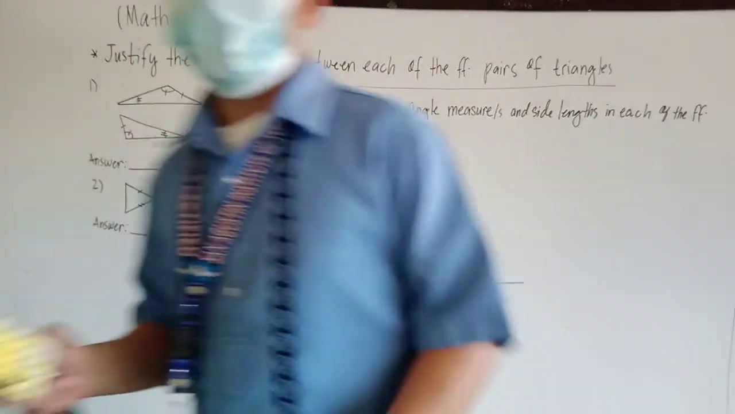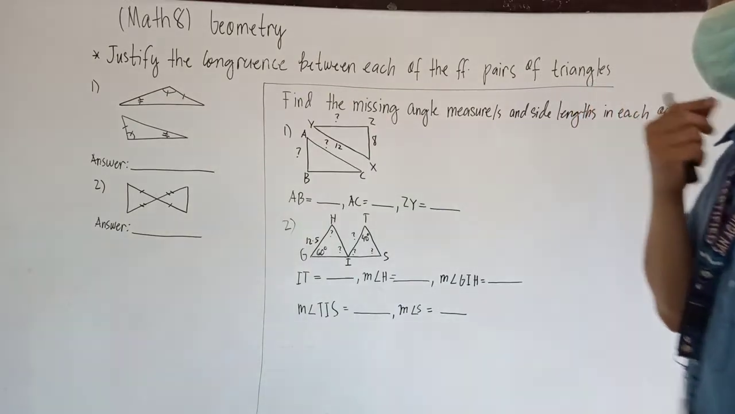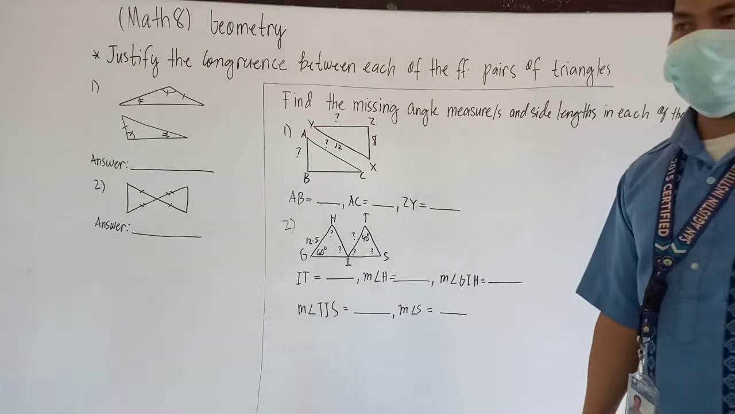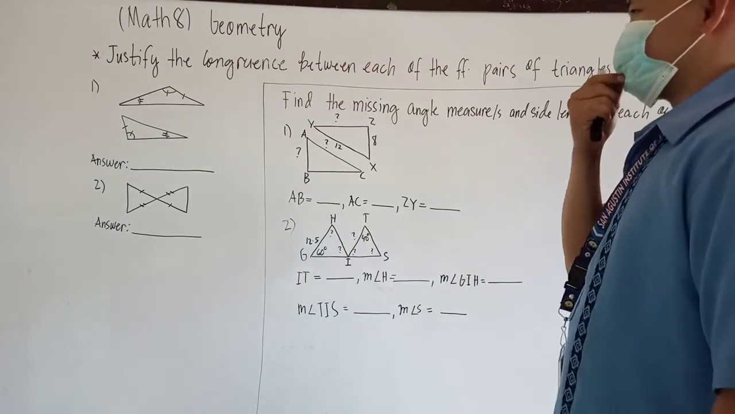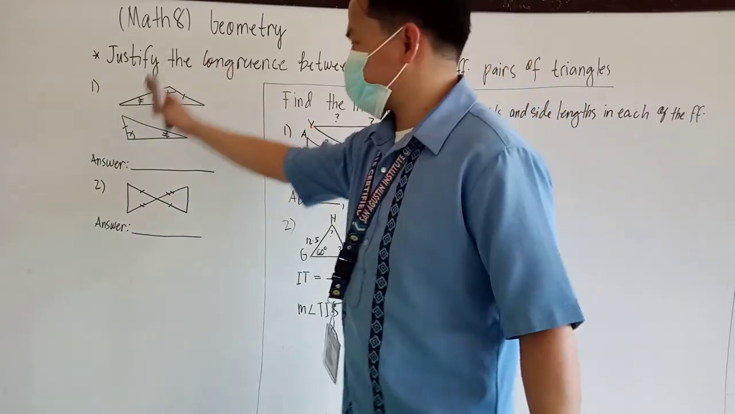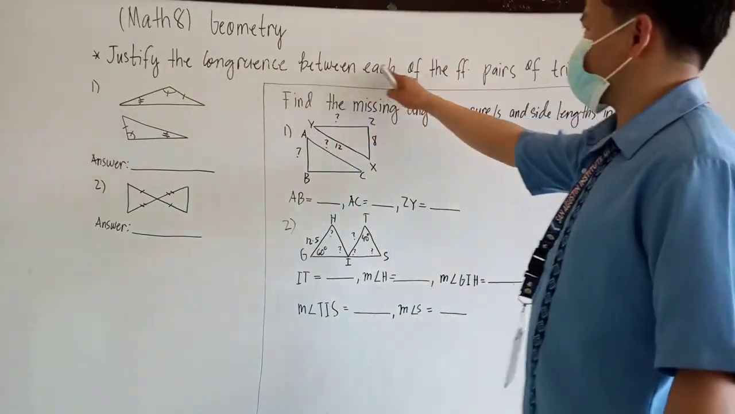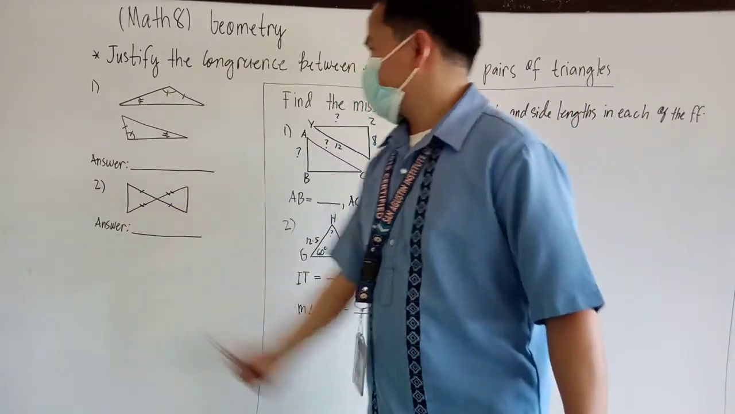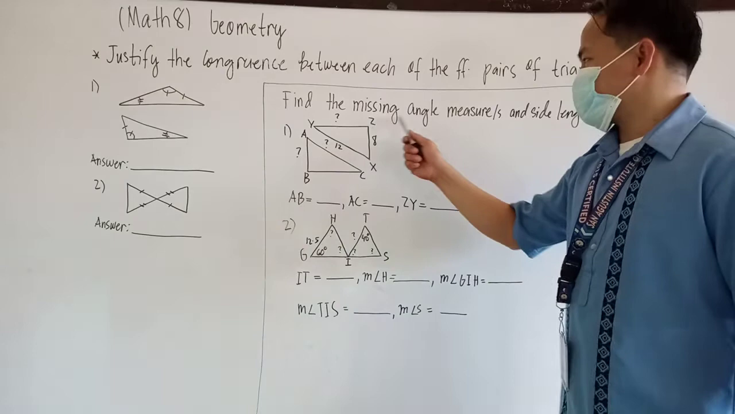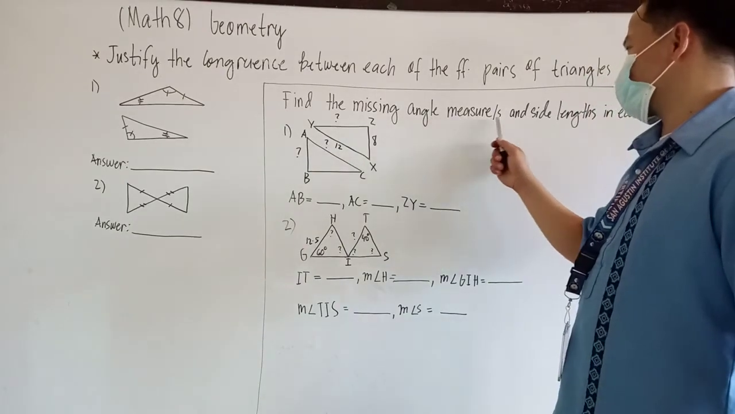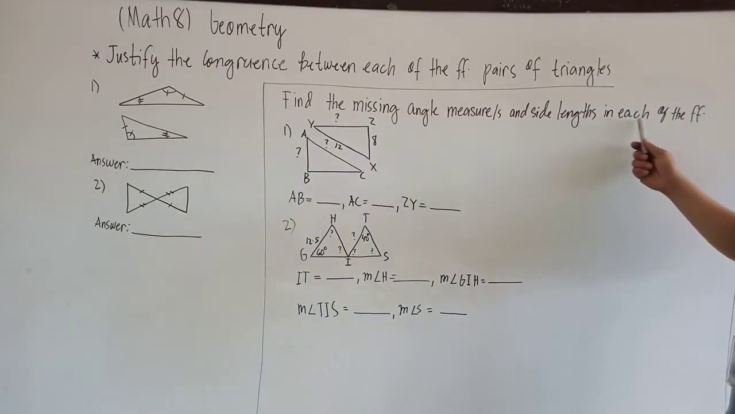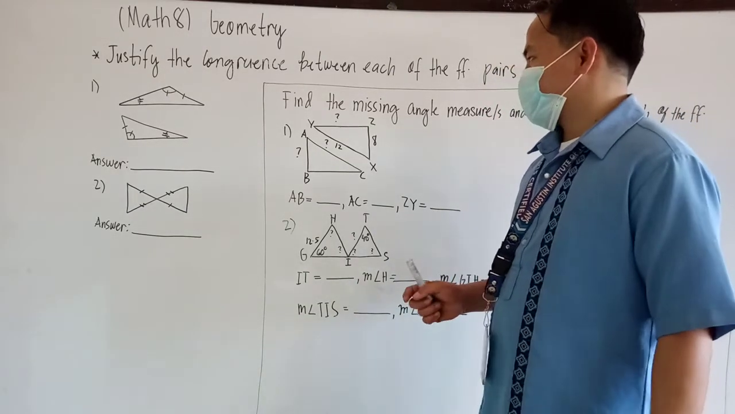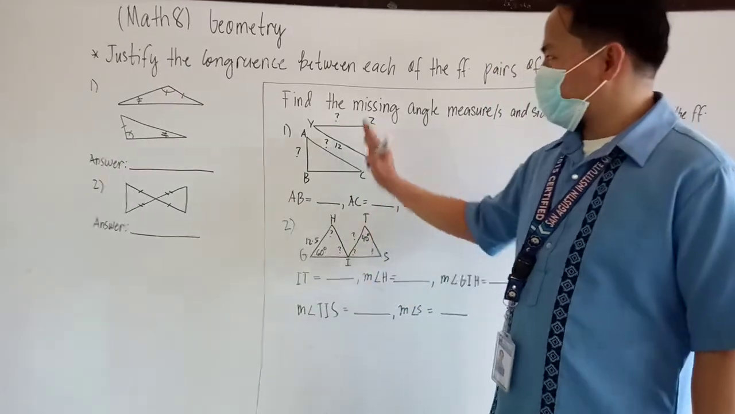This time, we will tackle Mathematics 8, Geometry. We are now in triangle congruence. In activities 1 and 2, we are asked to justify the congruence between each of the following pairs of triangles. For the other activity, find the missing angle measures and side lengths in each of the following pairs of congruent triangles, provided that all of these triangles are congruent.